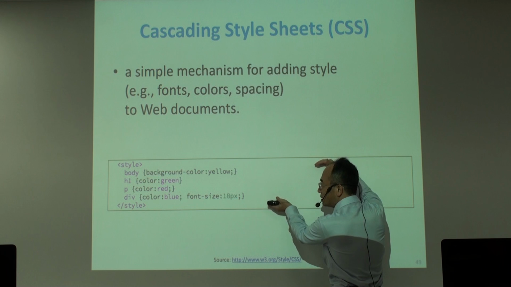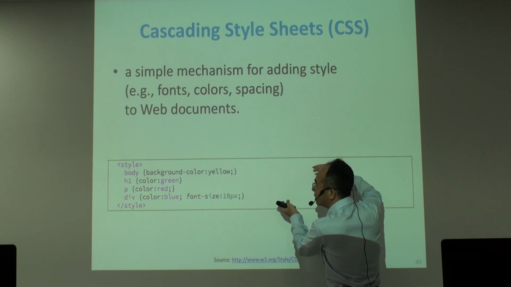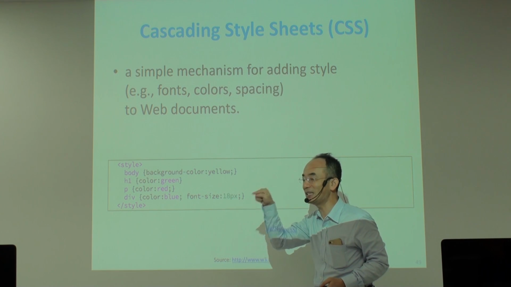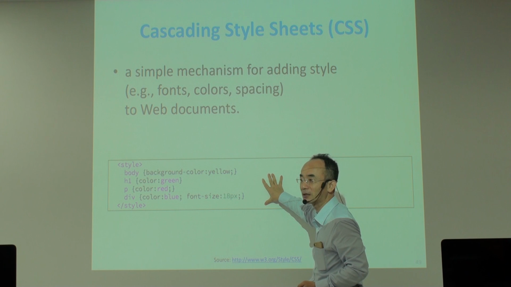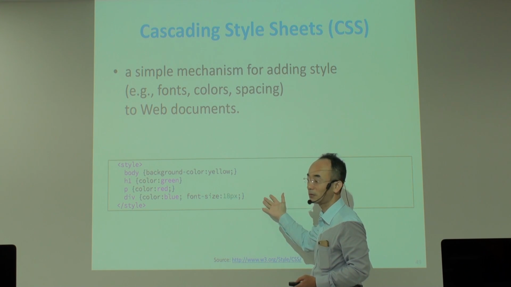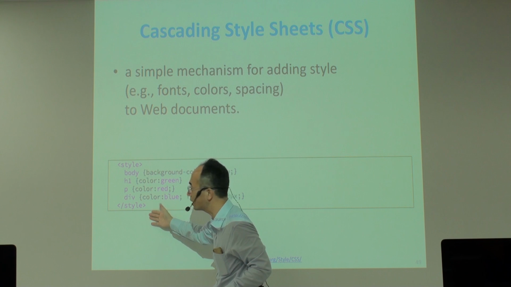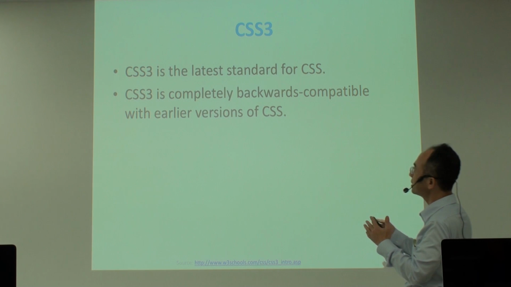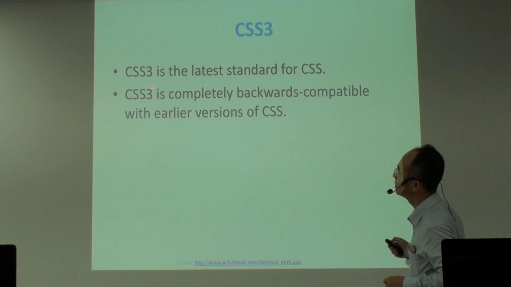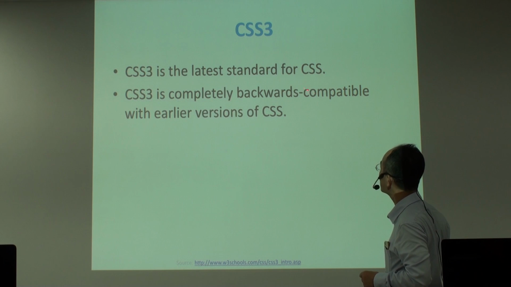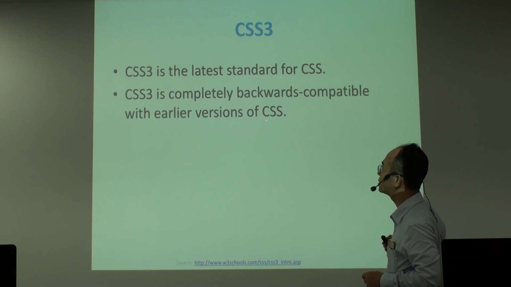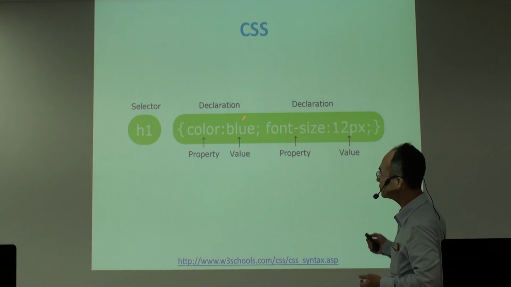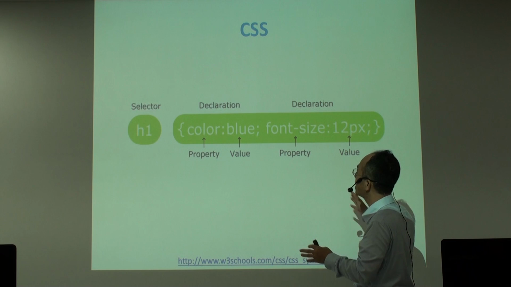So CSS is like this, and you can save this CSS as a separate text file, with the extension .css. It's pure text with HTML tags, and the selectors have the attributes. So this is CSS, and CSS3 is the latest standard for CSS. CSS3 is completely backwards compatible with earlier versions of CSS, for example CSS2 or CSS1, and as you can see, this is the structure of CSS.